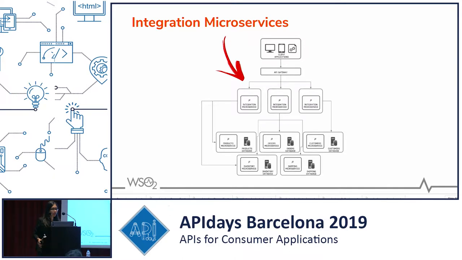So then what you can do is introduce a second layer of microservices. And these can be integration microservices. The task of these integration microservices is to basically integrate your microservices and integrate with other applications. So that's what that does. It is basically like introducing an ESB architecture, but it's not centralized.